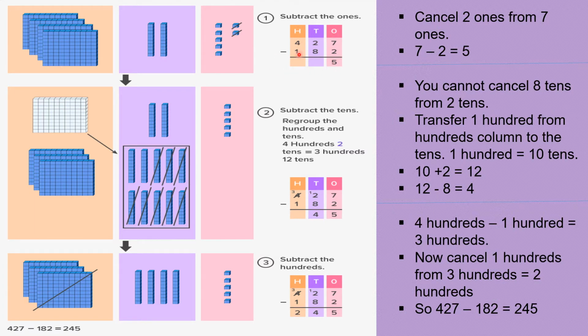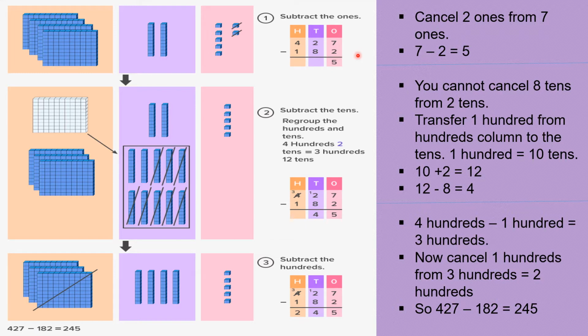So see, I have written the place values together with the number. 4 is standing on the hundreds place, 2 on the tens place, 7 on the ones place, then 182, 1 on the hundreds, 8 on the tens, and 2 on the ones.